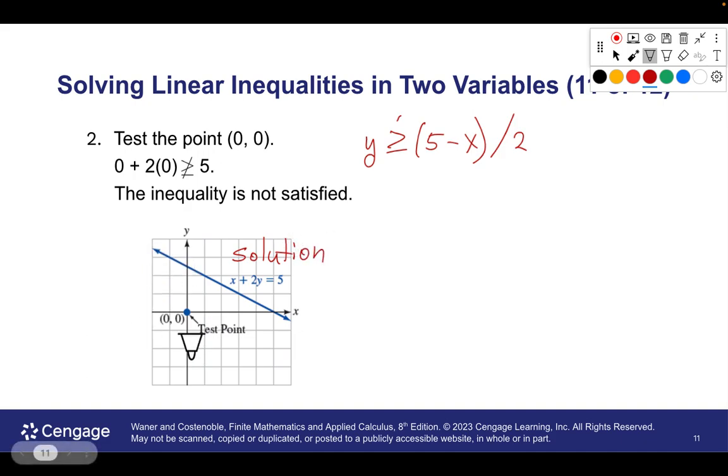And so we would shade down here. What they did is they did a test point and said that if they plug in 0, 0, it's not correct, so this is not the solution set. That's how they're finding it. What we can do is, because we solved for y, we can just look: y is either above or below the line. In this case, it's above the line. So we're going to use our tool to shade this way. This is not the solution. We're going to shade the not part of the solution. So we can do that directly without having to do a test point.